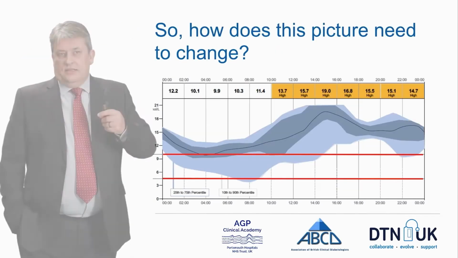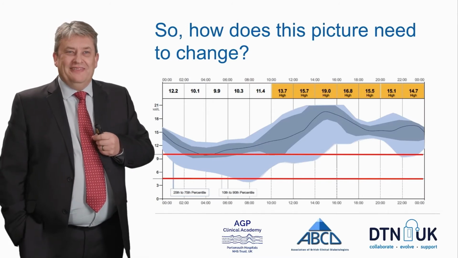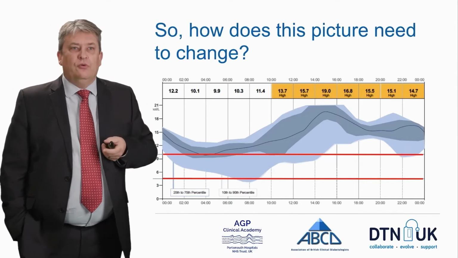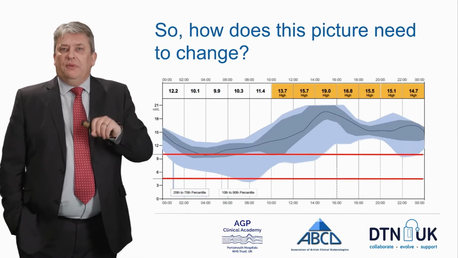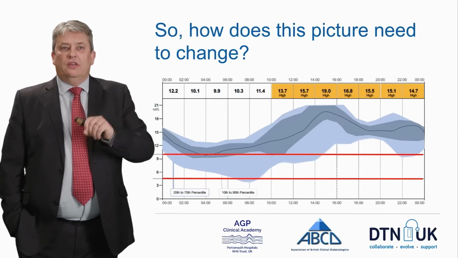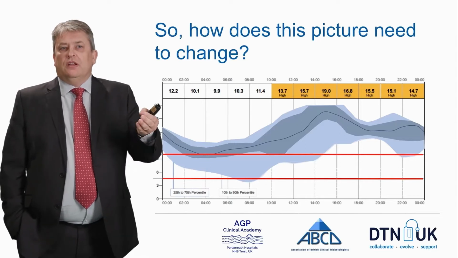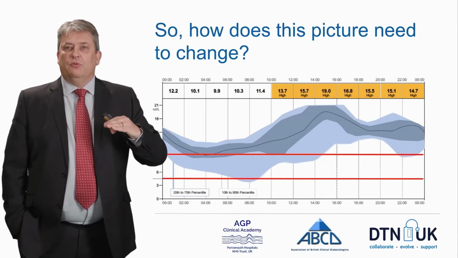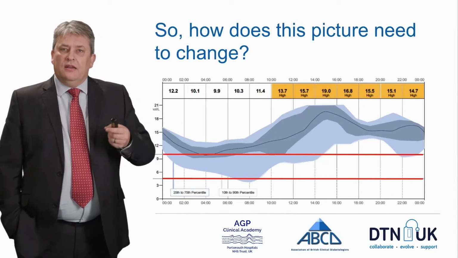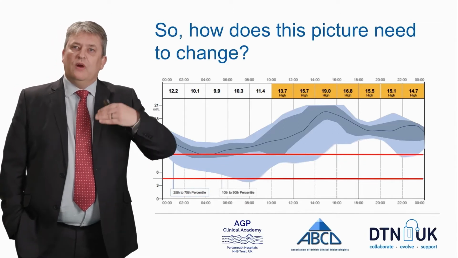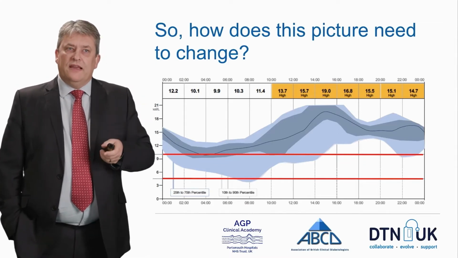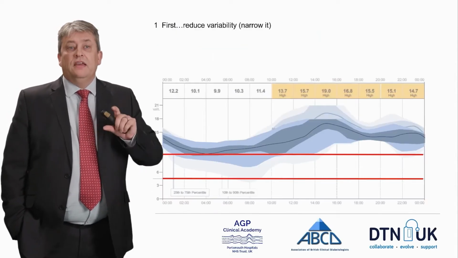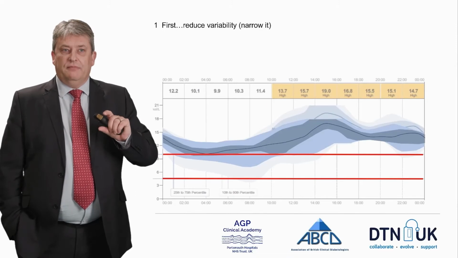So, this is also one of the profiles you saw earlier on, and this is an individual, and the profile clearly isn't fitting in that 4 to 10 target. So how does the picture need to change in order that it could fit? Because what's clear is we can't just push down this profile because it will produce hypoglycemia. And I think this gives us an important insight into the way that we can manage diabetes more effectively. So the first step in trying to make it fit is to reduce the variability.